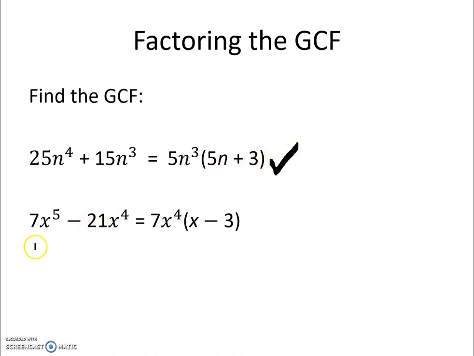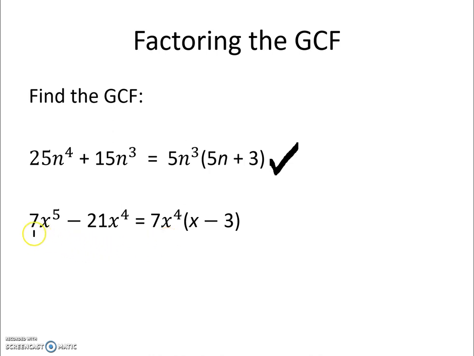Looking at another problem, 7x to the 5th minus 21x to the 4th. Well, the common number with 7 and 21 is 7. The lowest power of our variable is here at x to the 4th, so that is our GCF.